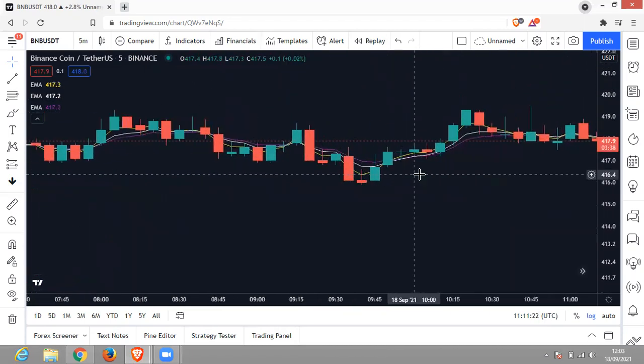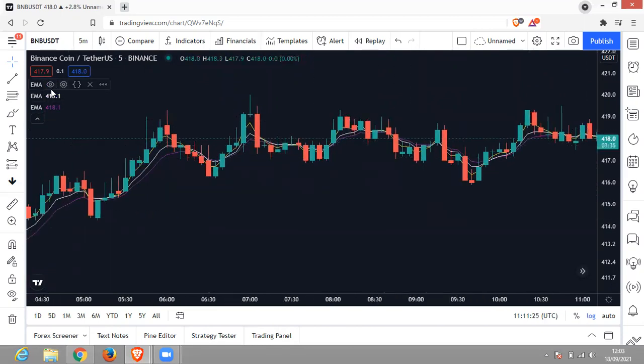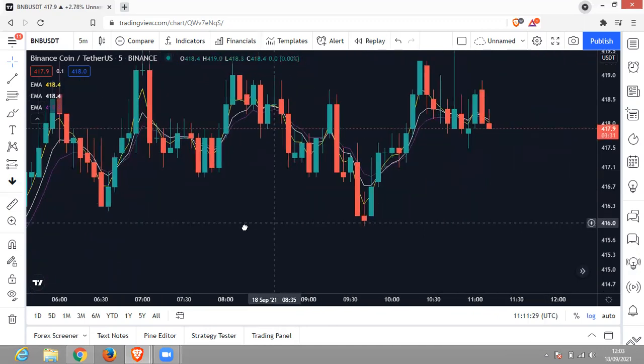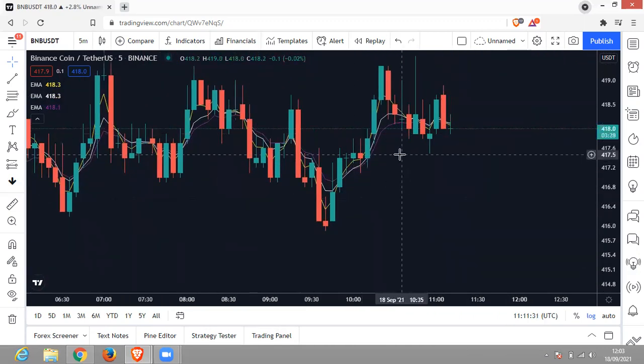So this is the strategy explained. I have 3, I have 6, I have 9. How do I trade that? My main point of focus will be on the 3. The moment the 3 crosses over 6 and 9, it is an indication for me to buy. I will repeat: the moment my 3 moving average crosses over 6 and 9, it is an indication for me to buy. So I will quickly jump in and buy.